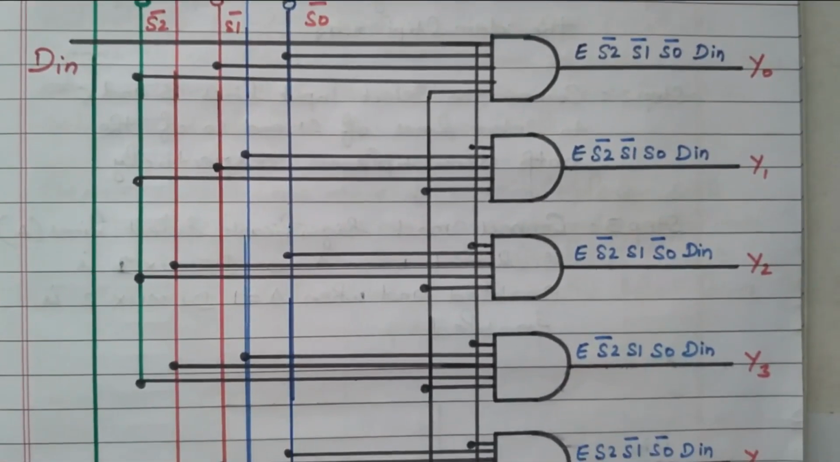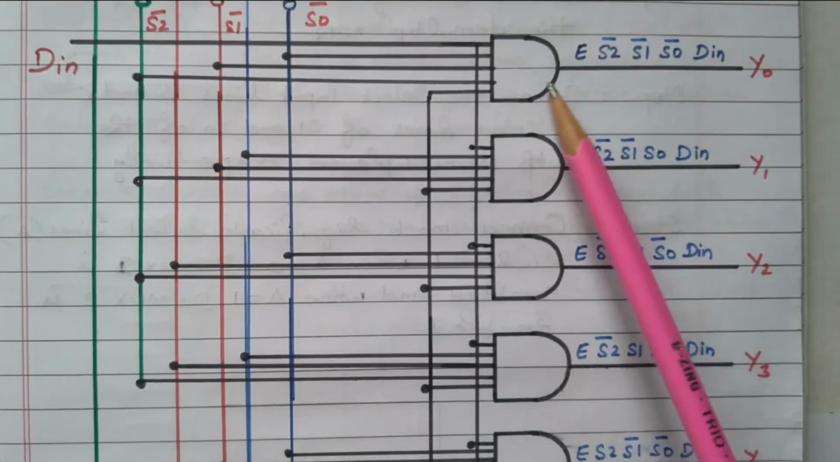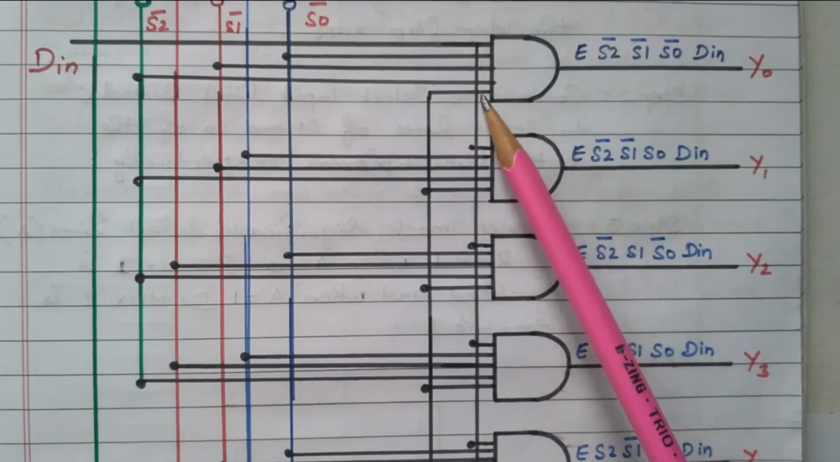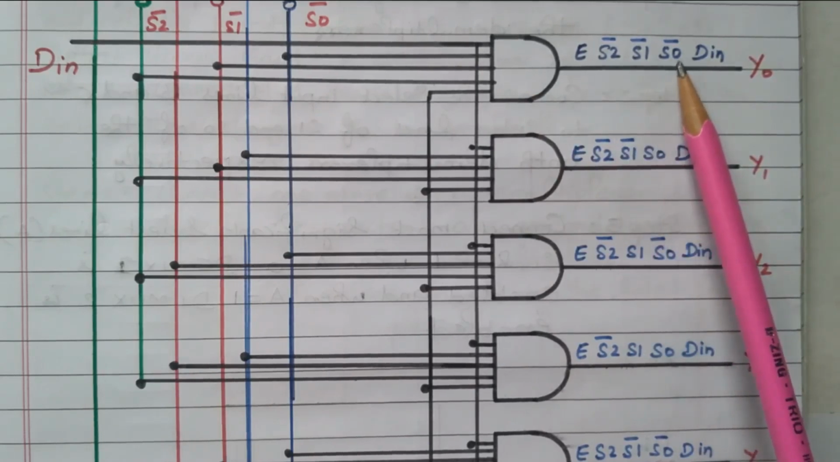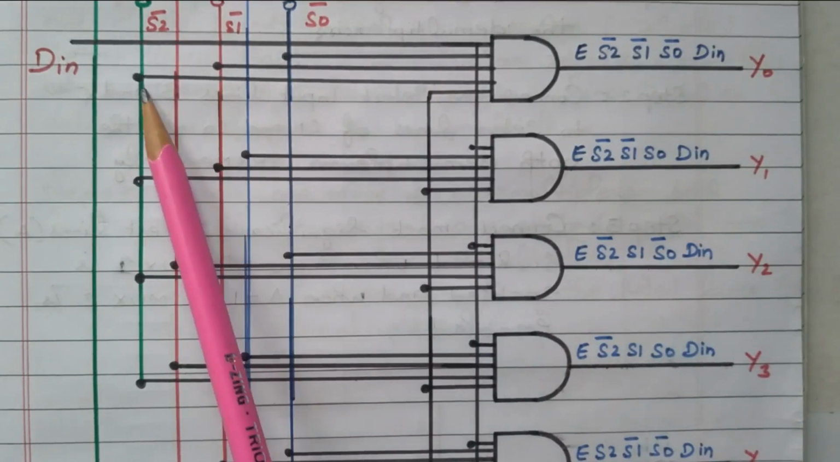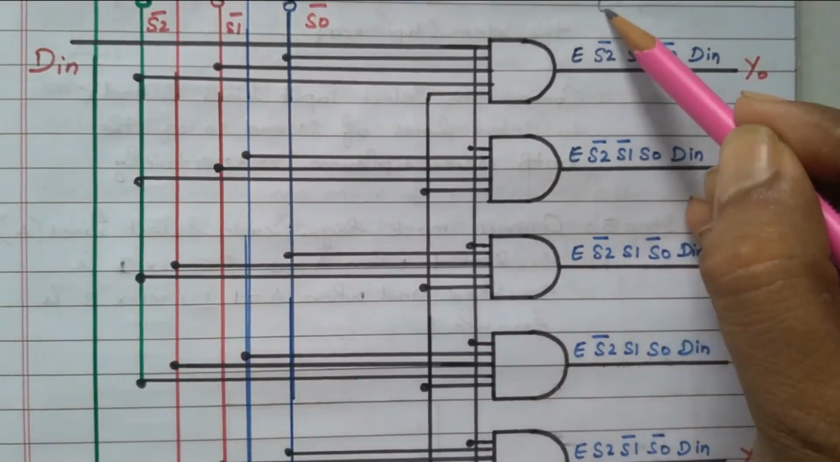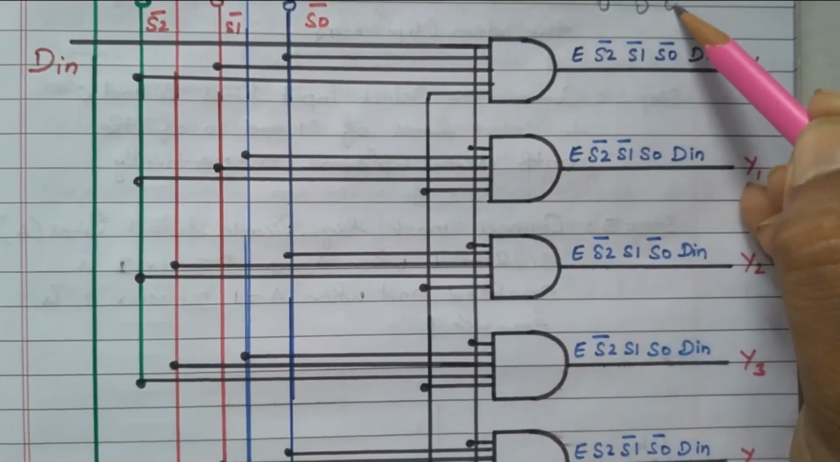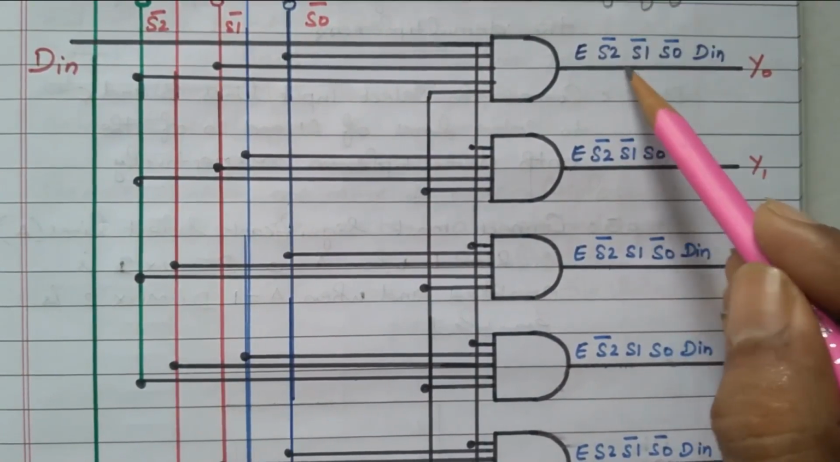First we'll go to Y0. Right, this is the Y0. Here the first one is the data input, the last one is the enable. Then here the selection lines are connected, S2 dash, S1 dash and S0 dash. So this is the first combination, 0, 0, 0, right? So S0 dash is connected, S1 dash is connected and S2 dash is connected, right? Suppose this is the combination 0, 0, 0, right? We already discussed in the truth table. For 0, 0, 0, it is connected with the complement.